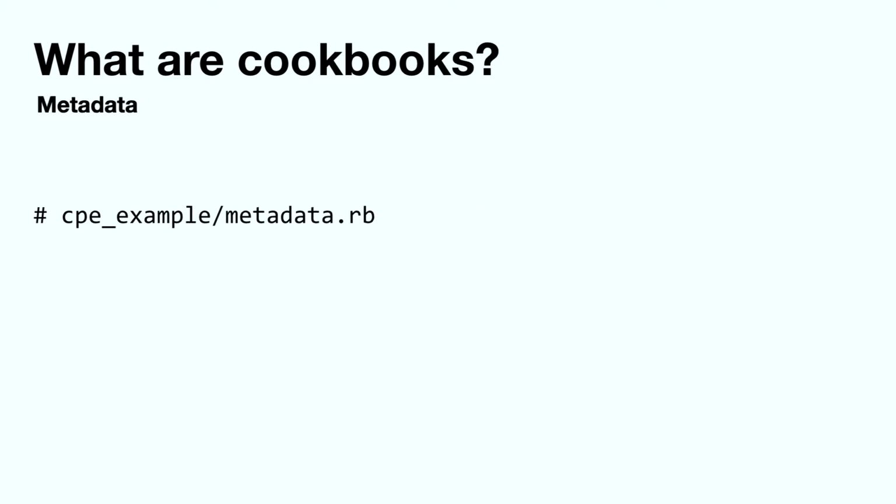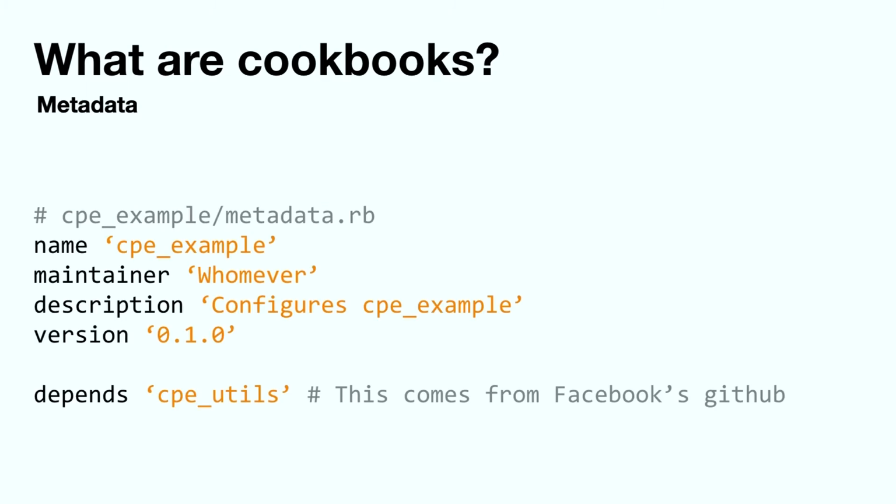And another important part of cookbooks is metadata. And metadata is probably the most important part because it tells Chef what other cookbooks this cookbook needs to work. And then it also tells it lovely information like who do you yell at when it breaks, and a description of it and the version number. And for this cookbook here, you can see it depends on a cookbook called CPU Utils, which comes from Facebook's GitHub and is a common requirement in the Facebook, Uber, and Pinterest Chef repos.